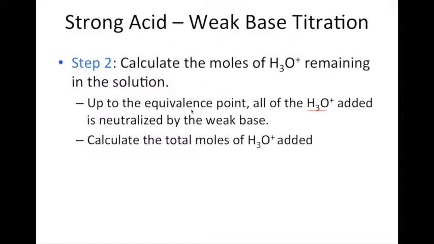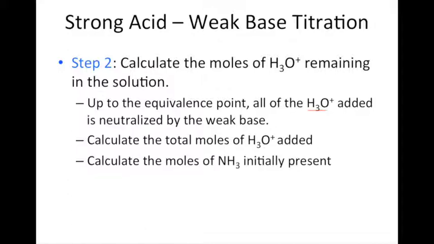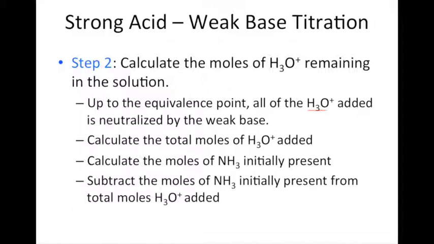So first, let's calculate the total moles of H3O+ added, which we already did just then. Then let's calculate the moles of NH3 initially present. Again, we just did that calculation. Then we want to subtract these two. Subtract the moles of ammonia from the moles of acid. Because remember, for every mole of ammonia that we had, it neutralized 1 of the moles of acid that we added.